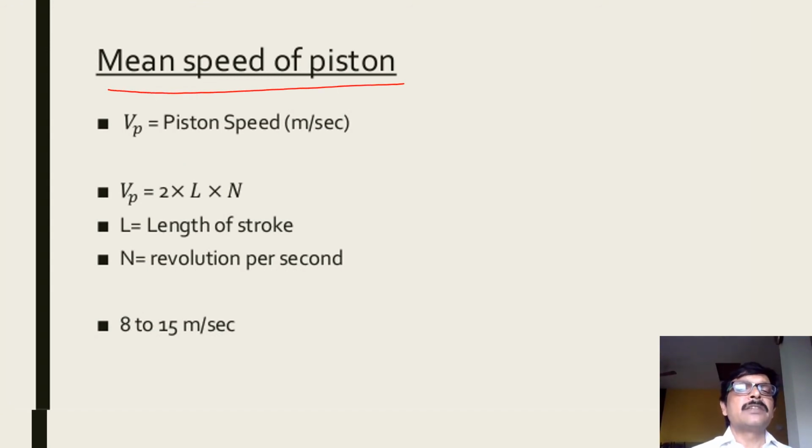Another important term is the mean speed of the piston. It is denoted by Vp, the piston speed in meters per second, which can be calculated by 2LN, where L is the length of the stroke, the distance between top dead center and bottom dead center, and capital N is the revolutions per second. That value is always found in between 8 to 15 meters per second.